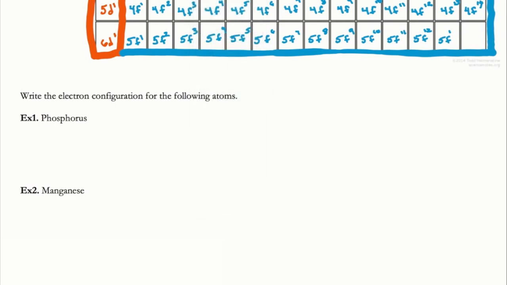So as I noted, the electron configuration would be 1s2, 2s2, 2p6, 3s2, and then 3p3. So what this is telling me is I have 2 electrons in this 1s orbital, 2 electrons in this 2s orbital, 6 electrons within these 2p orbitals, 2 electrons in the 3s, and then 3 electrons in the 3p. So let me show you what that looks like.